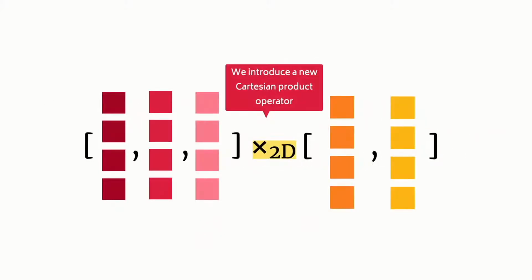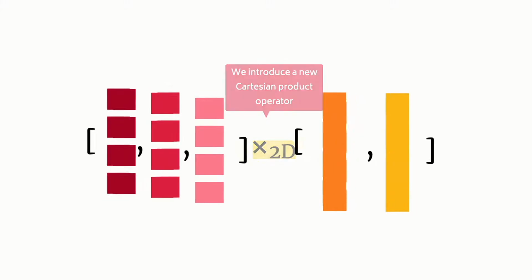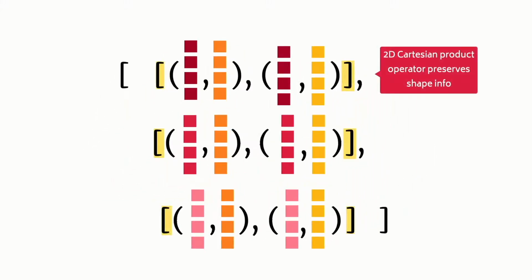So what we do is we introduce a new Cartesian product operator. And this Cartesian product operator actually preserves shape information. So now the Cartesian product of the three rows of A with the two columns of B is actually a 3x2 matrix of pairs. It's not just a flat list of pairs.